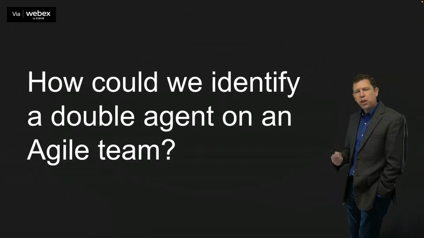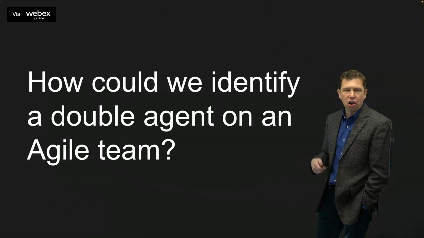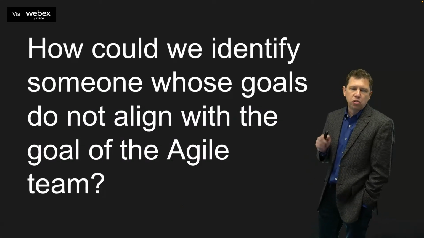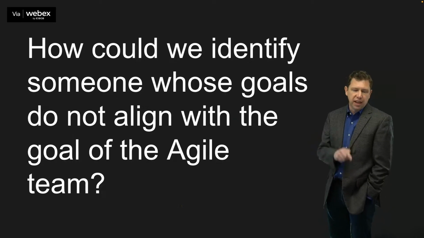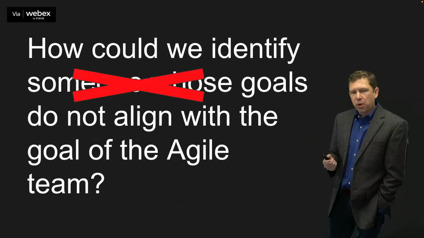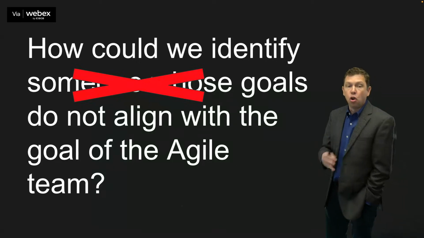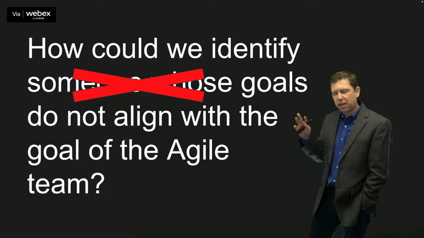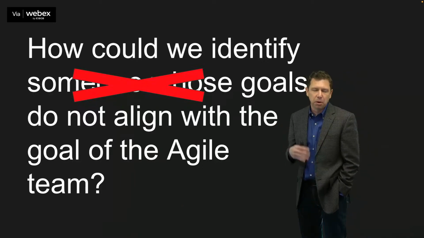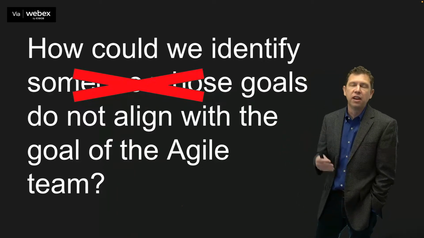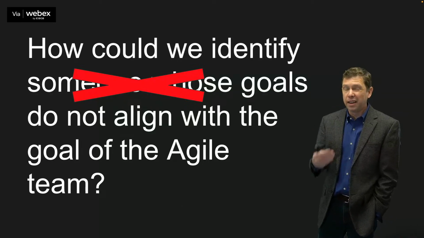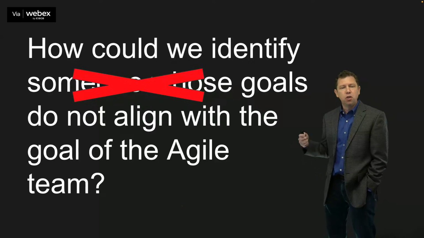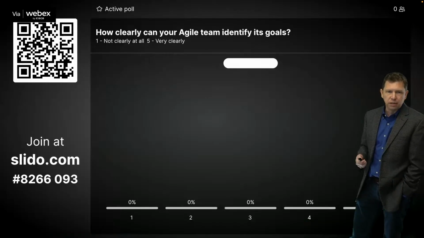Okay, so how could we identify a double agent on our team? How could we identify someone whose goals don't align with the goal of the Agile team? Maybe another way to phrase this: how could we identify goals that don't align with the goal of the Agile team? We're talking about a nefarious agent because that makes it interesting, but we might have people with different goals who are going to try to head the team in not so good of a direction, even if they're not doing it for nefarious purposes. So how can we identify goals that don't align with the goal of the Agile team?